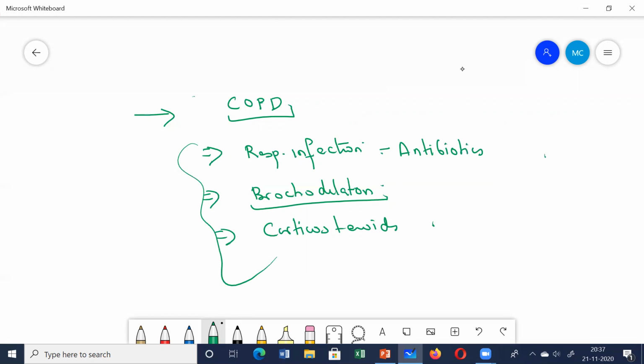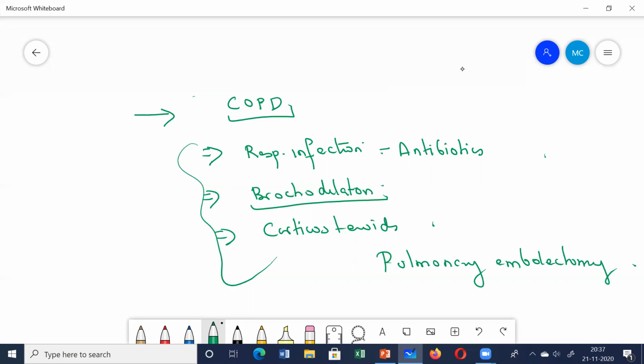And last, let us come to the surgical treatment. What is the surgical treatment you are going to do? If the patient has pulmonary embolus and it is unresolved, then what will you do? You will do pulmonary embolectomy. You will remove the embolus by surgical means.